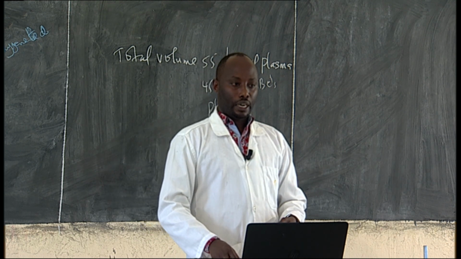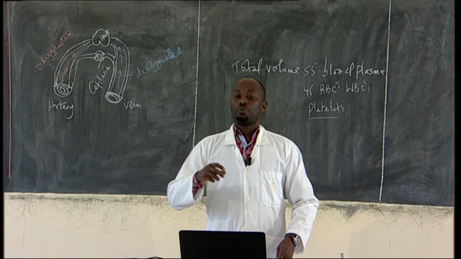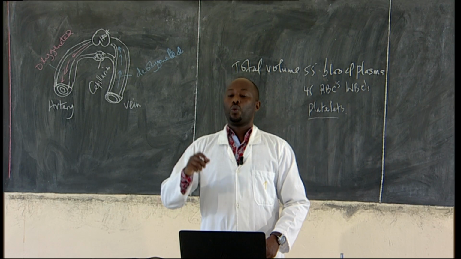We have another one, transport of hormones. For hormones to be distributed and go to the target organs, they must be helped by the blood plasma. Blood plasma serves as a medium in which hormones are transported from the glands that produce them to the specific target organs on which they will act.